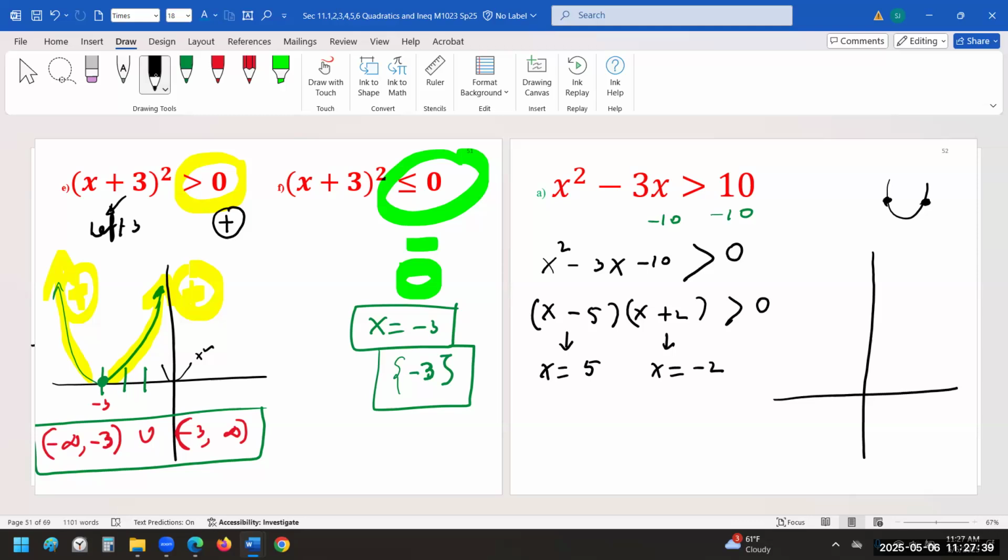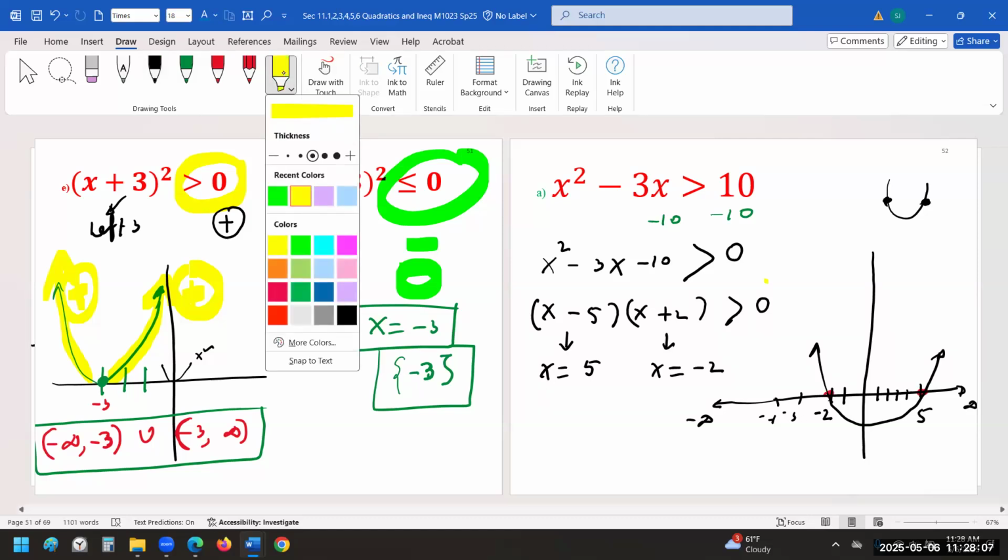So now we know we have an upward parabola, with negative 2 here and 1, 2, 3, 4, 5 here. And we have negative 3, negative 4, up to negative infinity, and here we go to positive infinity. So the graph we are drawing has x-intercepts here. It's an upward parabola. Now let's see what we are looking for.